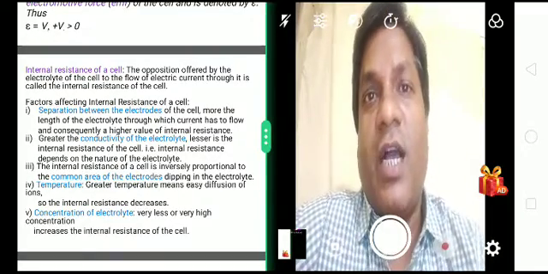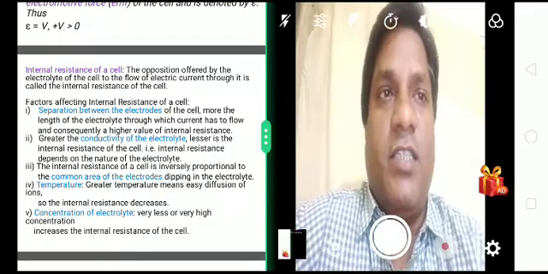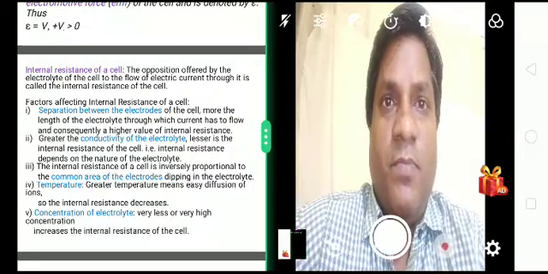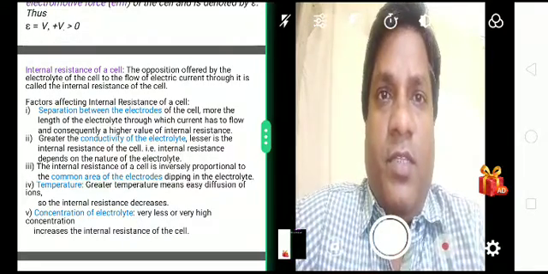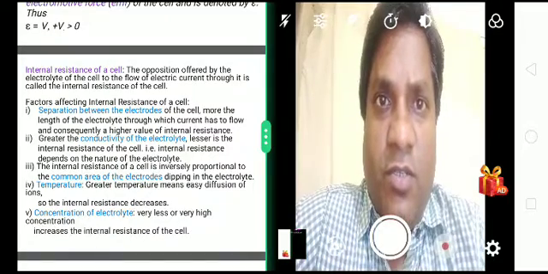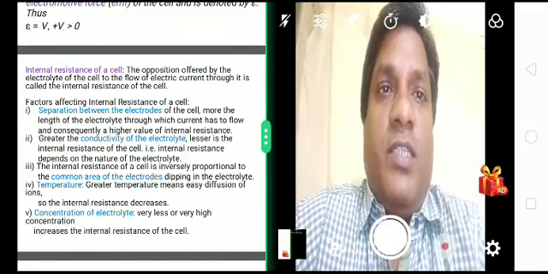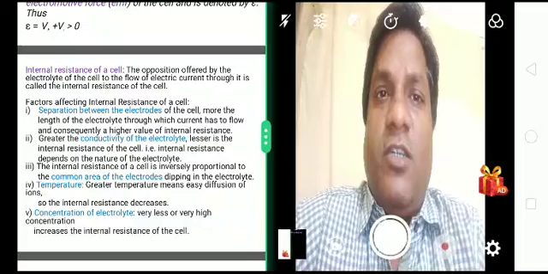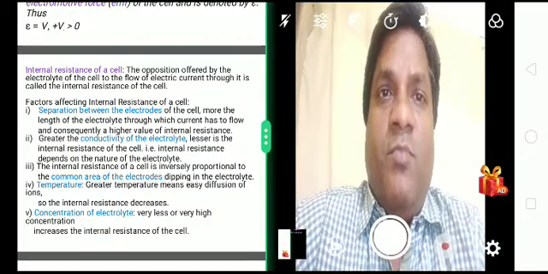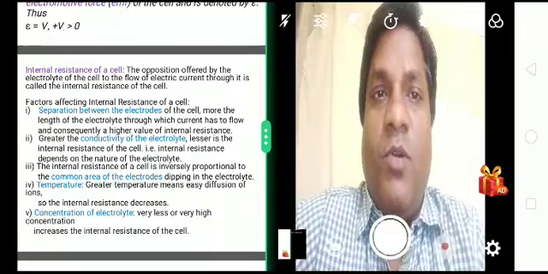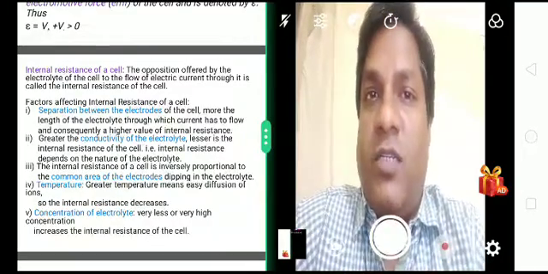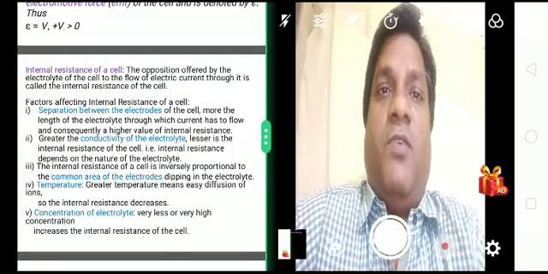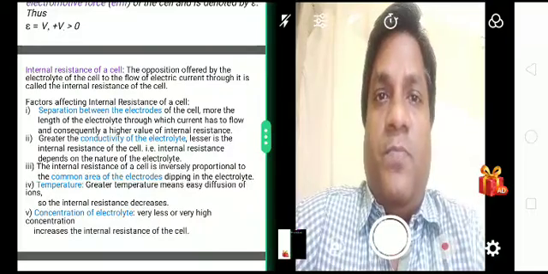Now let us discuss how various factors affect the internal resistance of a cell. First one is the separation between the electrodes. As the separation becomes more, the length of the electrolyte through which the current has to pass also increases. As a result, the internal resistance also increases. Second is the conductivity. The more conductive the electrolyte is, the more easily the current can pass through it. So the internal resistance will decrease if conductivity of the electrolyte is more.